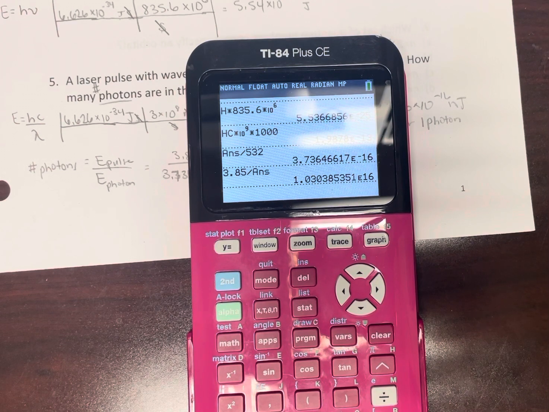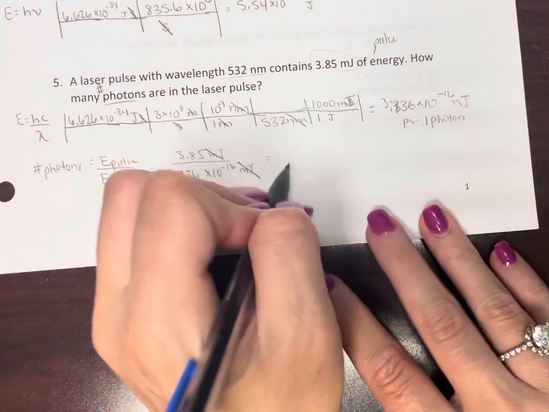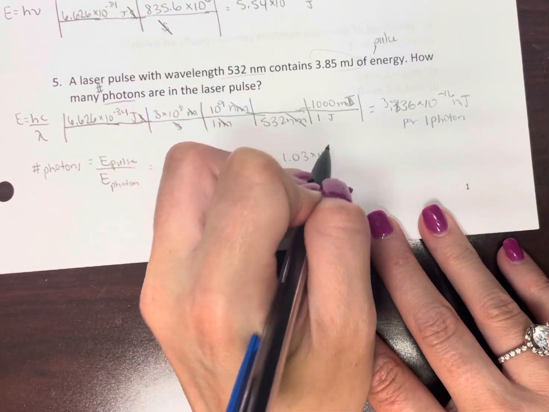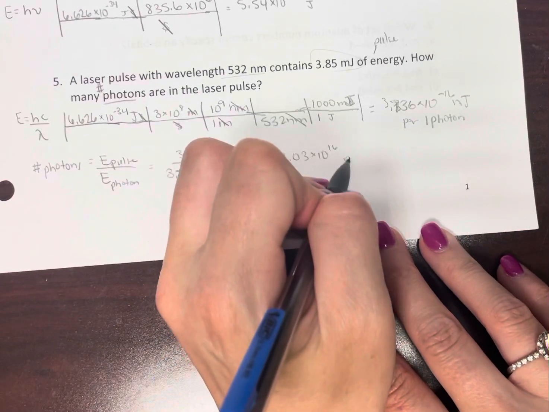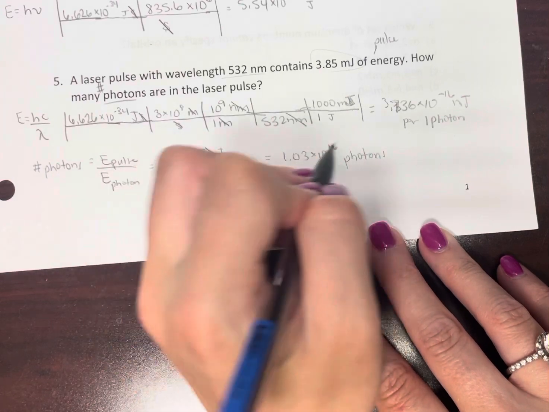So I got 1.03 times 10 to the 16th. And this is a number we're counting. What are we counting? We're counting photons. So there's the answer.